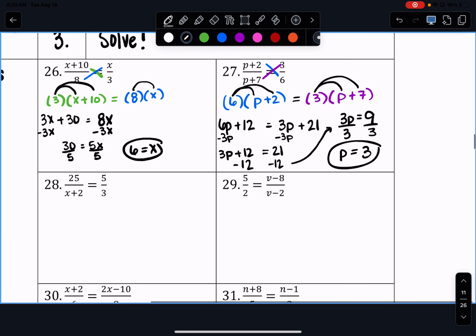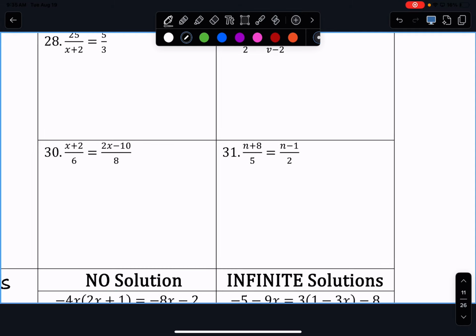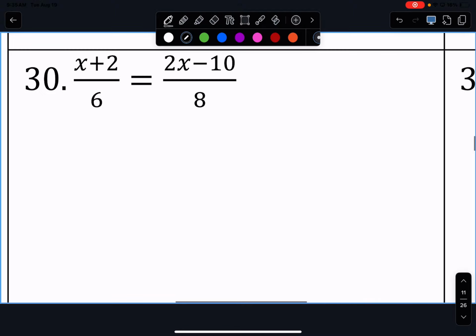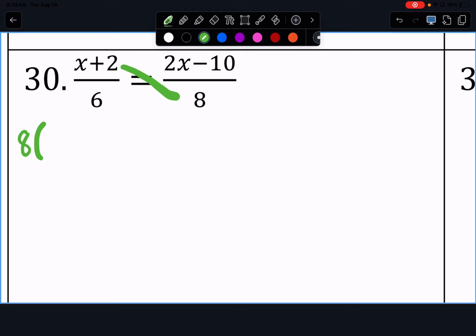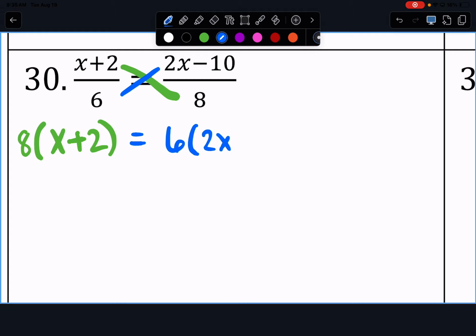And then we're going to drop down and look at 30. Okay, for 30, same thing. What do I need to multiply x plus 2 by? We have to cross, so it should be by 8. So we'll have 8 times x plus 2. And then what do I need to multiply 2x minus 10 by? 6. So it equals 6 times 2x minus 10.